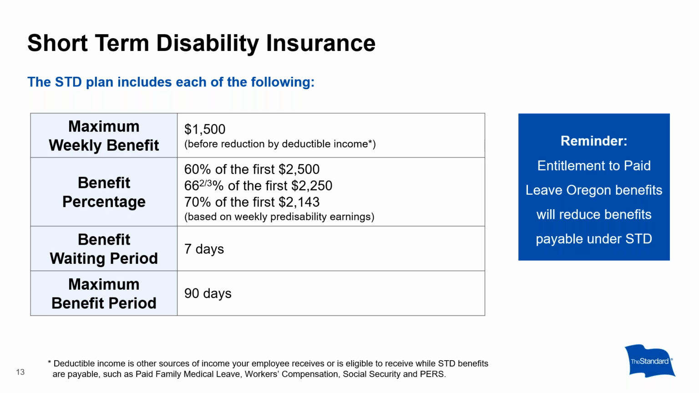If you have exhausted your Paid Leave Oregon benefits, for example, if you went out on a maternity leave and exhausted your Paid Leave Oregon benefits after 12 weeks, return to work, and within a couple of months you get involved in a car accident and you have to be off of work again, at that point you're not going to be eligible for Paid Leave Oregon benefits for 12 months. So therefore, your short-term disability benefit's going to pay you the maximum benefit payable.